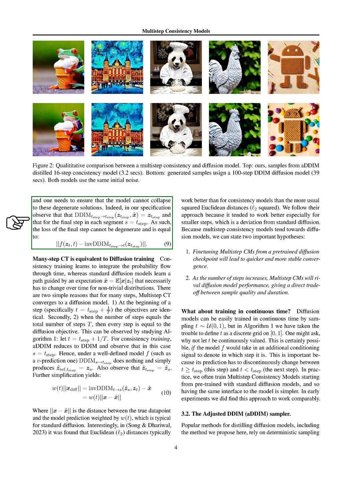Section: Many-step CT is equivalent to diffusion training. In this section, we explore the equivalence between many-step consistency training, CT, and diffusion training. Consistency training focuses on integrating the probability flow over time, while standard diffusion models follow an expectation that changes over time for complex distributions. There are two main reasons why many-step CT converges to a diffusion model. Firstly, at the start of each step, the objectives are the same.